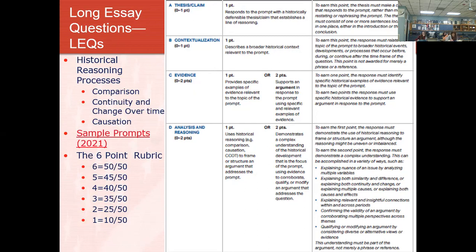Yep. Here, though, is where it gets tricky. Explains the nuance of an issue by analyzing multiple variables. Explains both similarity and difference, or explains both continuity and change, or explains multiple causes, or explains both causes and effects. Explains relevant and insightful connections within and across time periods, confirming the validity of an argument by corroborating multiple perspectives. We're going to make this easy.